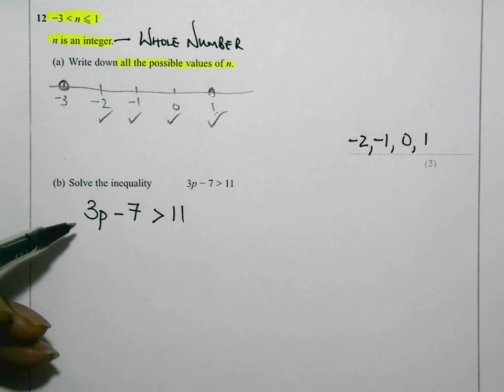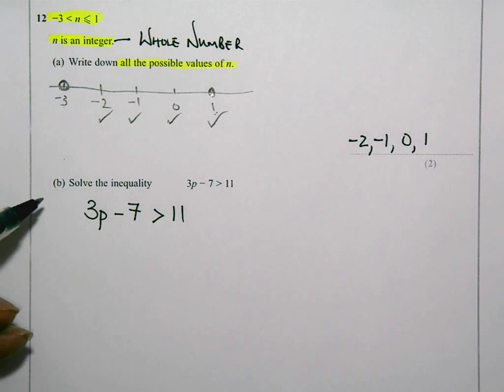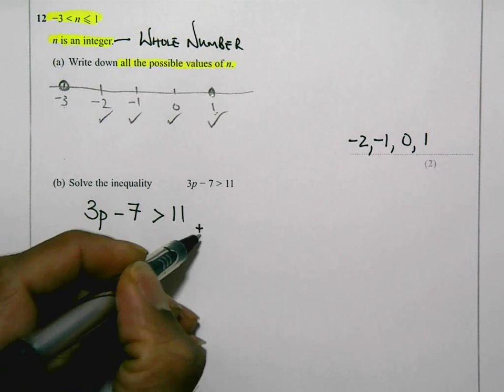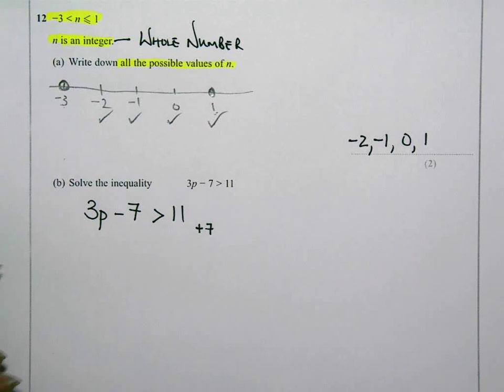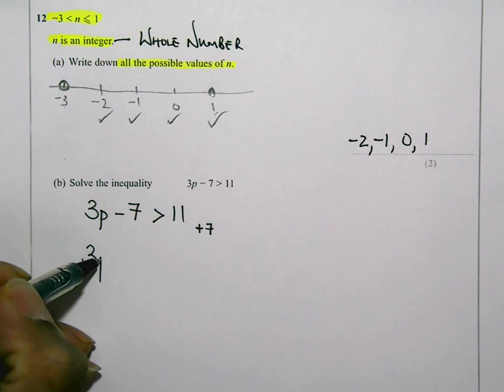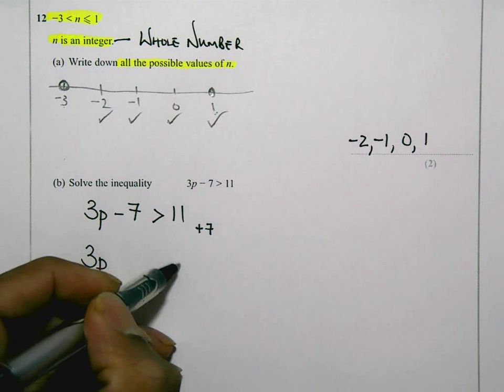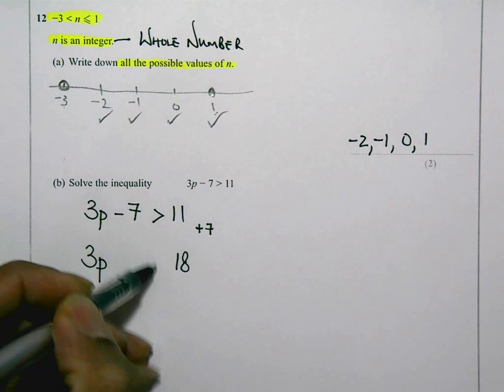If this was a standard equation with an equal sign there, the first thing I'd do is try to get rid of that minus 7. And the opposite of minus 7 is to add 7. So that will result in 3p left behind here. 11 plus 7 is 18. But remember, that sign just stays there.